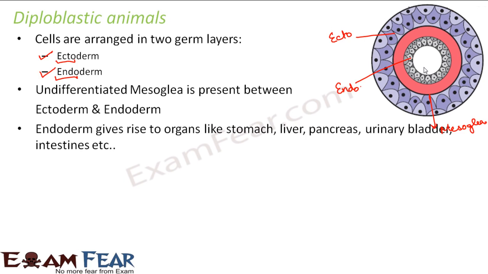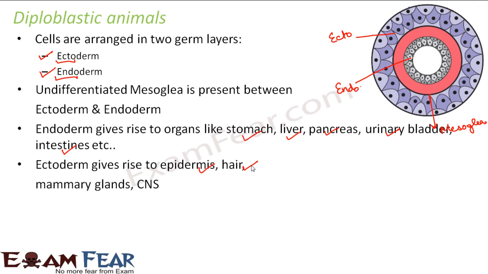Now what do these two layers do? Endoderm gives rise to organs like stomach, liver, pancreas, urinary bladder, intestines, etc. So endoderm, the inner layer, will give rise to all internal organs, whereas ectoderm, the outer layer, will give rise to external things like epidermis, hair, mammary glands, and the central nervous system. Now you understand the significance of ectoderm and endoderm. These kinds of animals are known as diploblastic animals.